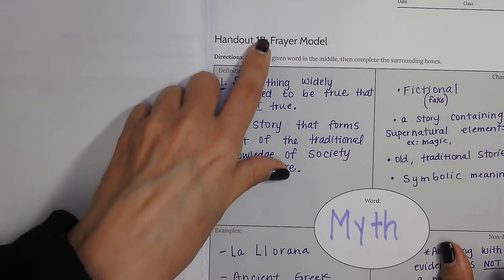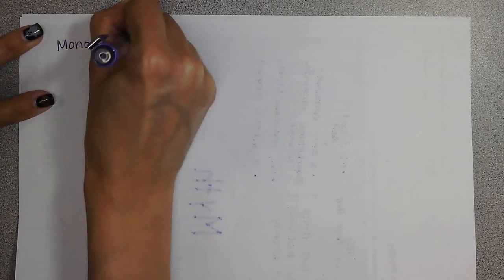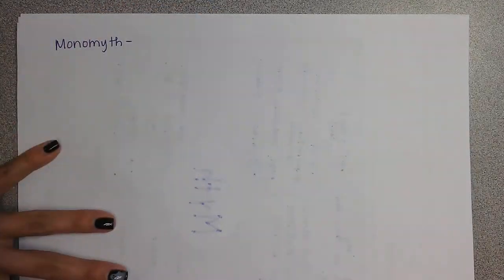So we are going to be writing these notes or drawing these notes in the back of our handout 1B. Okay, so just turn that and you're going to be attempting to draw this here. So the first thing I want you to write, right, I want you to go ahead and write the definition of monomyth right here at the top. So I'm going to go ahead and write that for you. Monomyth. Right, and you want to try and say that word to yourself silently, quietly, right?